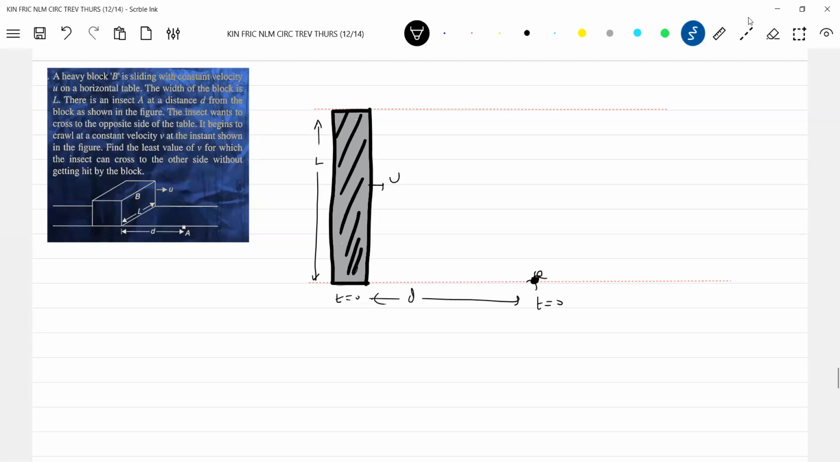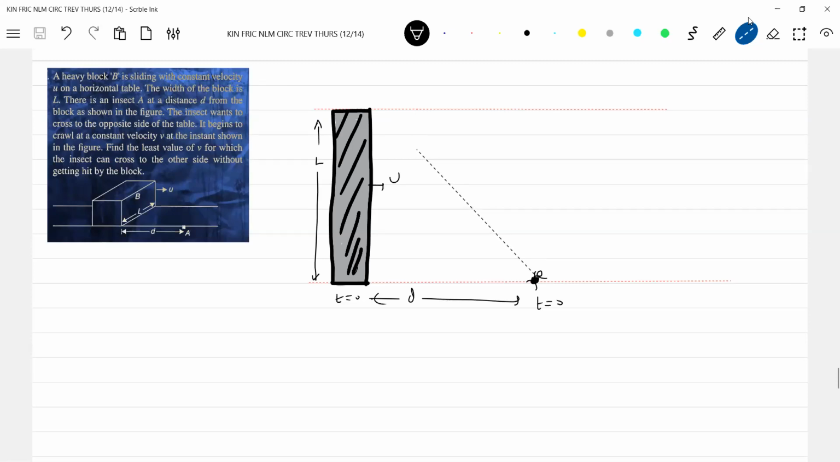Now what is being asked? Find the least value of v for which the insect can cross to the other side without getting hit by the block. It begins to crawl at a constant velocity v. So at t equals 0, it starts crossing. Shall it crawl like this? If it crawls like this, what is the problem? Least velocity. It begins to crawl at a constant velocity v at that instant. So find the least value of v.